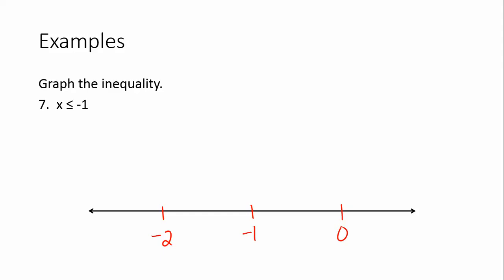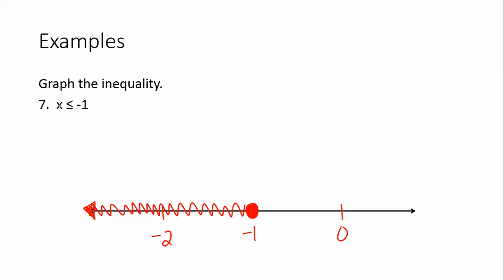And so the first thing we want to do again is determine whether or not we're going to have an open or closed dot at -1. This inequality is read x is less than or equal to -1. Because you're saying or equal, we want to shade in the dot at -1 because we're actually including -1. And now we're going to shade to the left. We're talking about all the values less than or equal to -1. So everything to the left of -1 is going to be less.